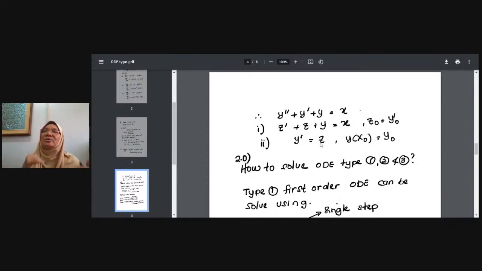So you downgrade the higher order to the lower order, from the second order ODE to a system of two first order ODEs. All right, don't forget your initial condition, because when we deal with the ODE, we always refer to the initial value problem. The initial condition is z naught equal to y prime naught and y x naught equal to y naught.